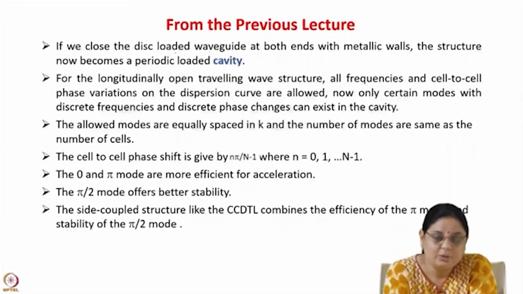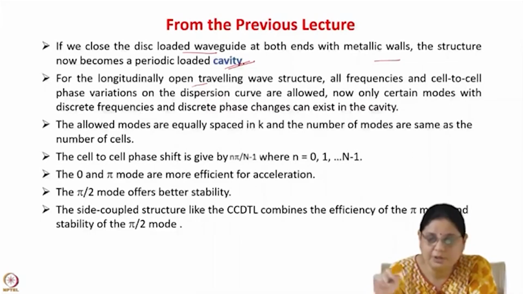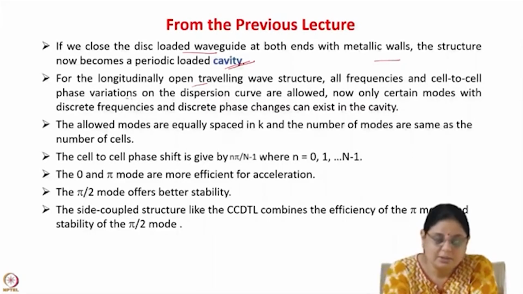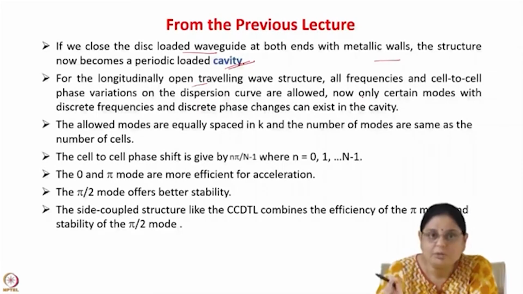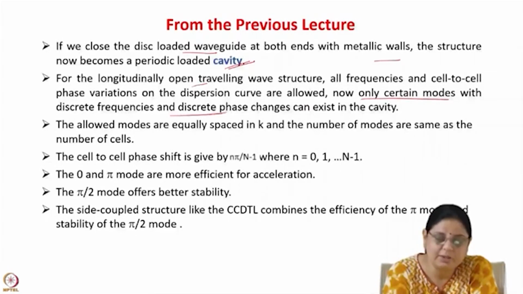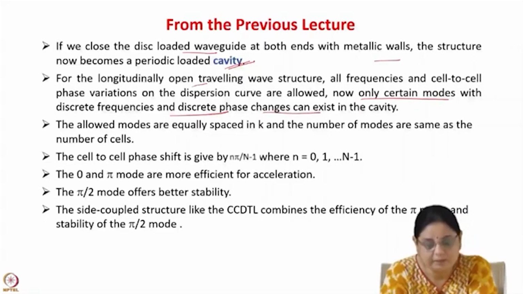Now if we close the disc-loaded waveguide structure at both ends with metallic walls, the structure becomes a periodic loaded cavity. For the longitudinally open traveling wave structure, all frequencies are allowed. There the dispersion curve was continuous, and all cell-to-cell phase variations are allowed. But when it is closed at both ends forming a cavity, only certain modes with discrete frequencies and discrete phase changes can exist in this multi-cell cavity.